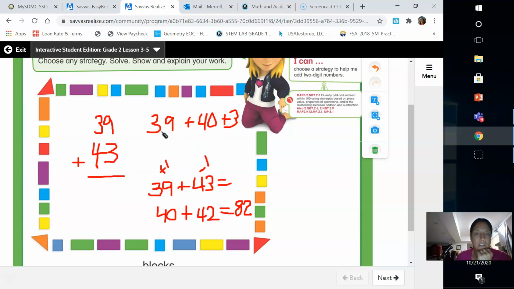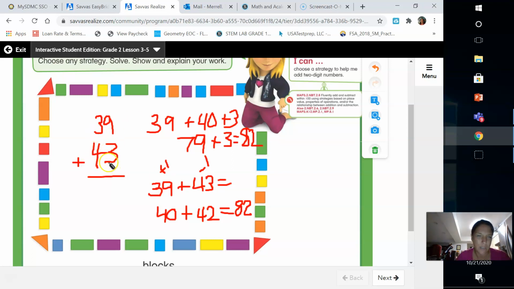If you do it this way, you've got 39. We're going to go up 4 tens. So 39, 49, 59, 69, 79. And then add the 3 ones. 79, 80, 81, 82. We still get 82. Yep, that mosquito just got me. Or we can do it this way.